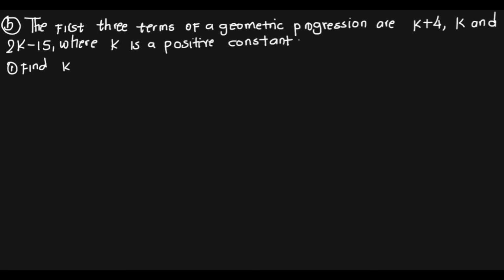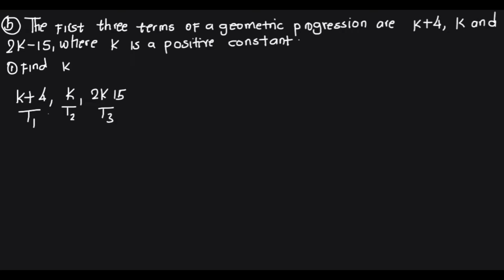Okay, so now we can move on to question 5b. The first three terms of a geometric progression are k plus 4, k and 2k minus 15. So k plus 4, this represents the first term. Then our k is just the second term. 2k minus 15, this one represents the third term. Now the first question is find k, and we also have been given a condition that the k must be positive or constant. So in a problem like this one, we may have two values of k. One might be negative and the other one maybe positive. So we are going to choose the positive according to the condition.